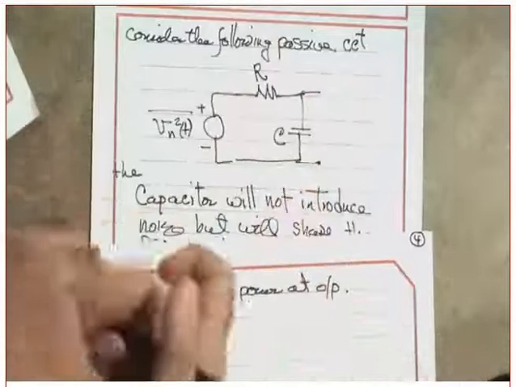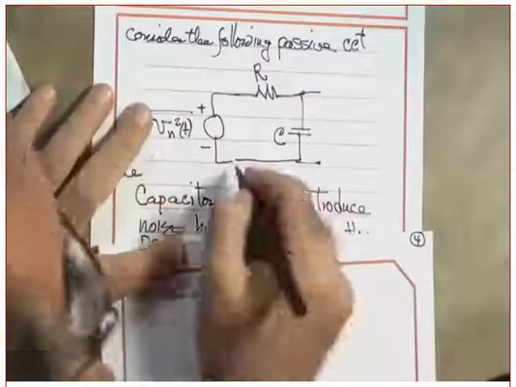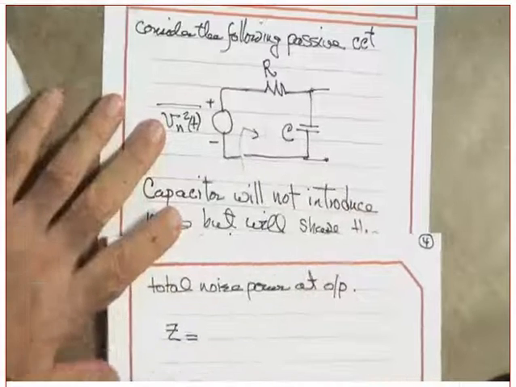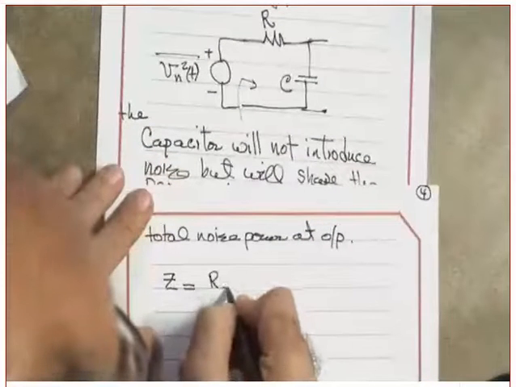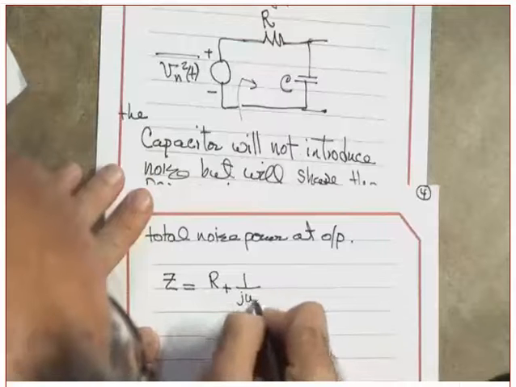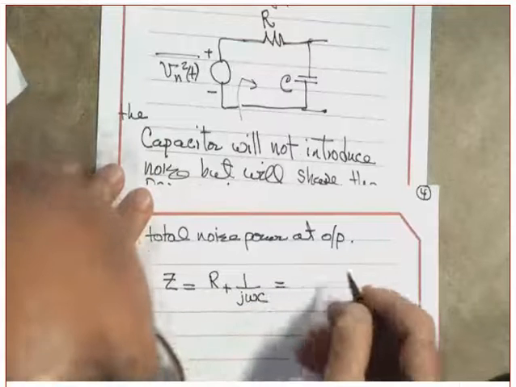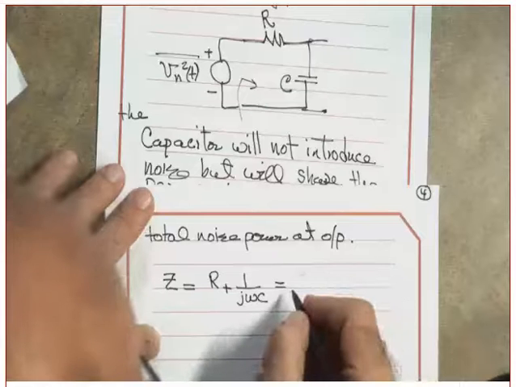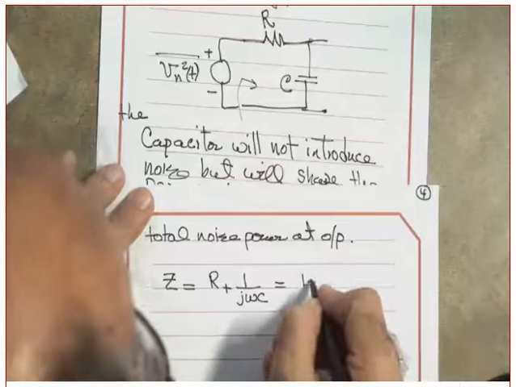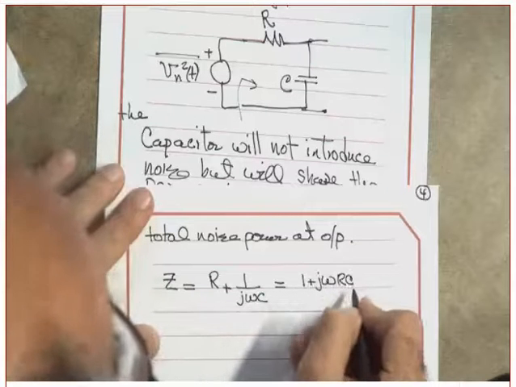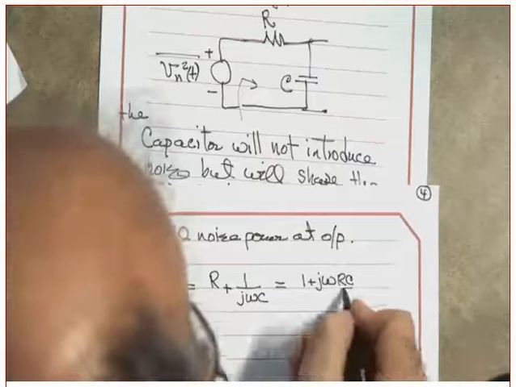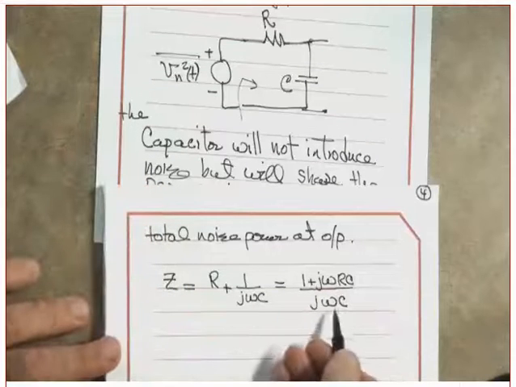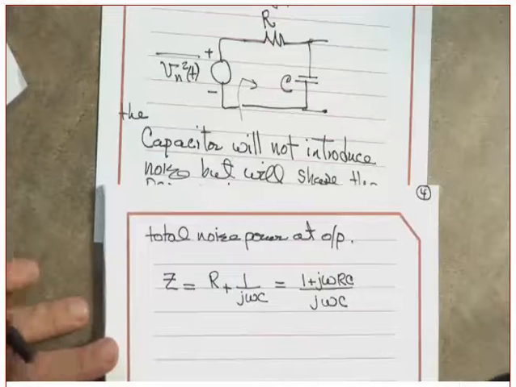What is the input impedance? Looking at these two terminals, what is the Z? Z equal to what? Help me. R plus 1 over j omega C, which is, help me, which is 1 plus j omega RC over j omega C. You agree? Okay, now listen to me. Is it a function of the frequency? It is a function of the frequency.